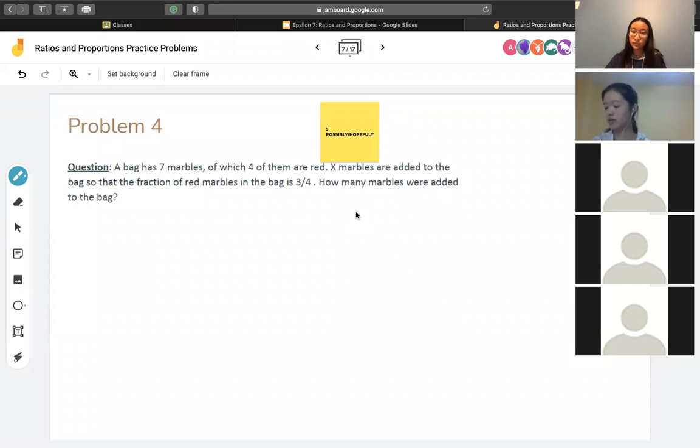Okay, so the answer to this question is 5. So good job, whoever got that. Now, there are 2 ways to solve this problem. For one way, you could test for values of x. You can pretend x equals 1, and that would mean that there would be 5 red marbles and 8 marbles in total. So the ratio would be 5/8, which isn't right.